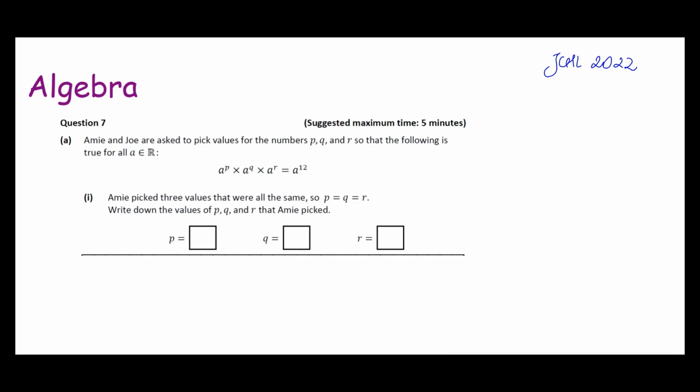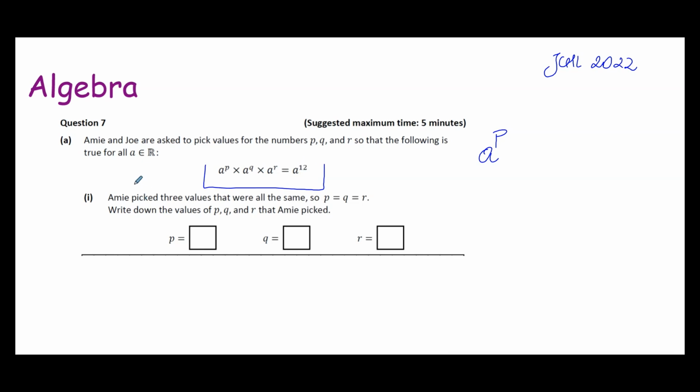Let's look at our favorite part, algebra. Let's see. Amy and Joe are asked to pick values for the numbers p, q, and r so that the following is true for all a. Okay, so what do we have here? We have a, a number that is taken to, for example, a power of p, and we have a few of them, and then we have the outcome.